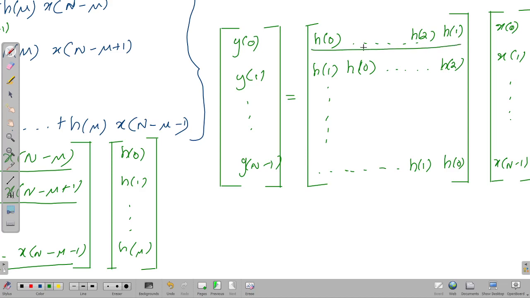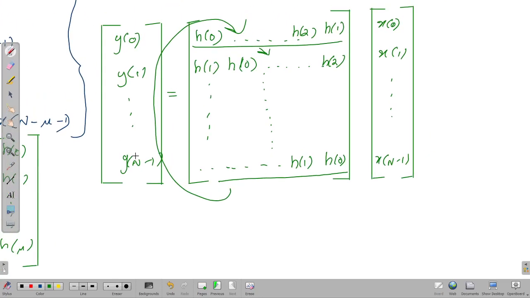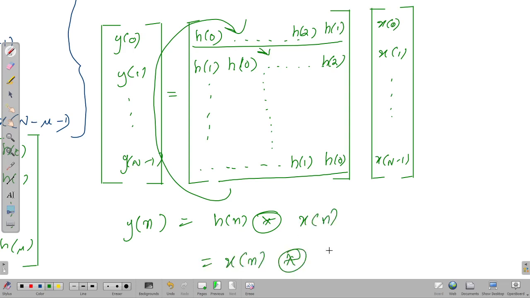Here you have this row and it is getting shifted to the right, and it goes like that up to here, and you do one more circular shift, and you get back this row. So it is in fact y of n equals h of n convolved with x of n, or you can write it as x of n convolved with h of n. So there is a circular shift that is happening.